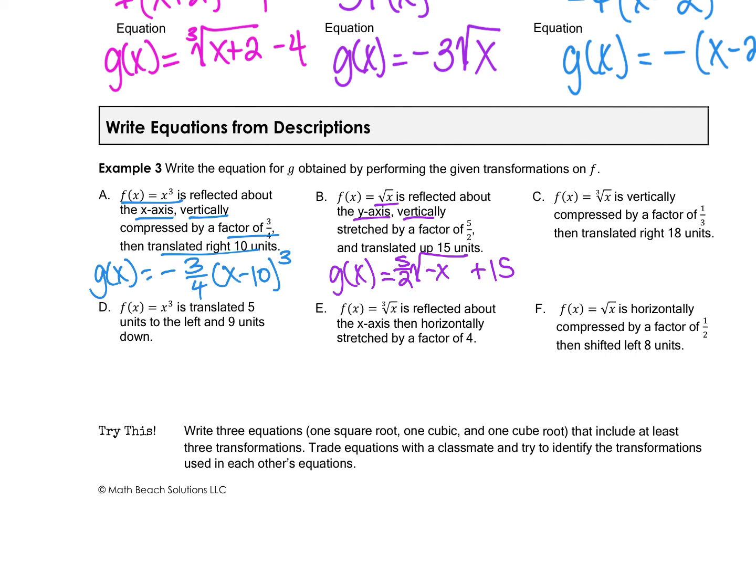All right, part C, we have a cube root of x. It's vertically compressed by 1/3. That goes on the outside. Draw your cube root of x. Right 18 means we're subtracting 18 under the cube root. All right, try D, E, and F. So press pause, do those 3, and then I will write the answers down.